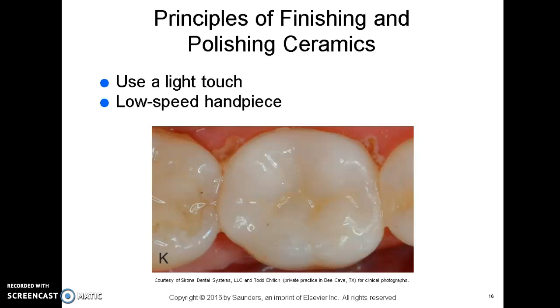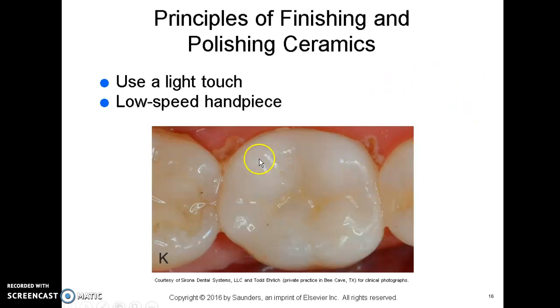When trying to achieve a smooth surface, it's important to follow the proper sequence of progressing to fine and yet even finer abrasive materials to polish these. So we're going to start with a coarse and then end with a fine or superfine abrasive to create the most polished and smooth surface of these ceramics. This figure shows a ceramic onlay after it's been polished and cemented.